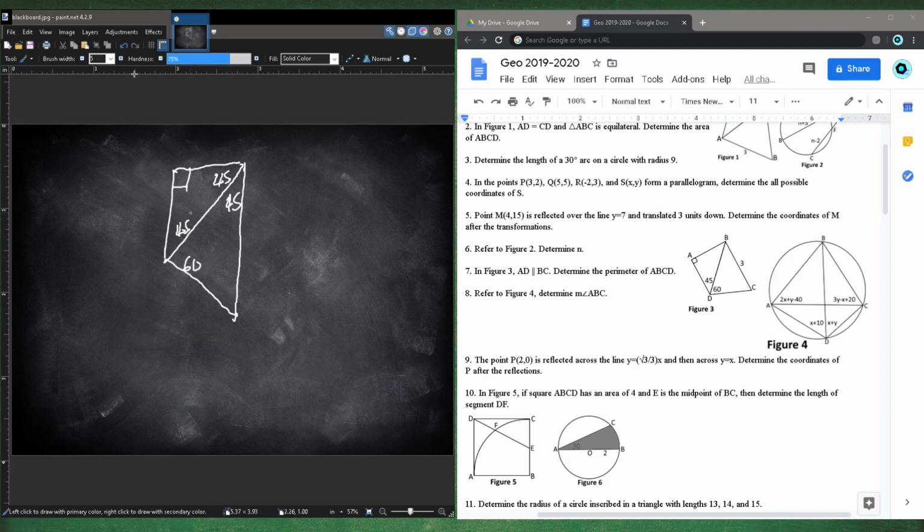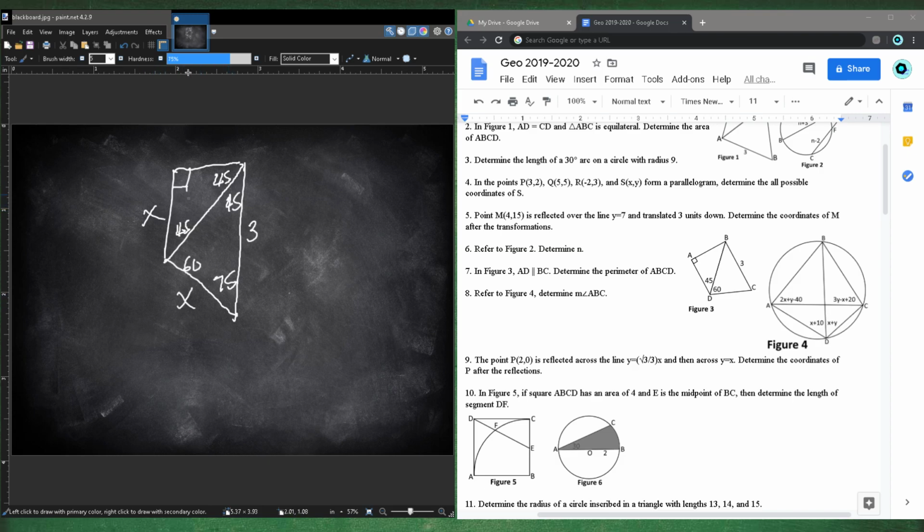45 plus 45 is 90. So that's 105 added with the 60, right? That means this last triangle angle is 75. Okay, so we are able to get everything now. So we know this is 3 because it's in the picture that I gave, which is what they give in the contest.